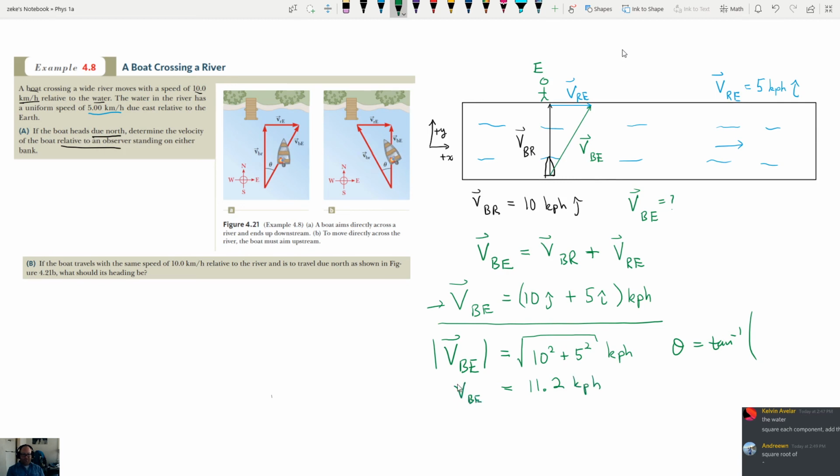And then if I want to find the angle that is labeled as theta in our problem, that angle is this right here, theta. Then we would take VRE over VBR. So theta is going to be equal to arctan of 5 over 10. I think this is something like 26, yeah, 26.6.